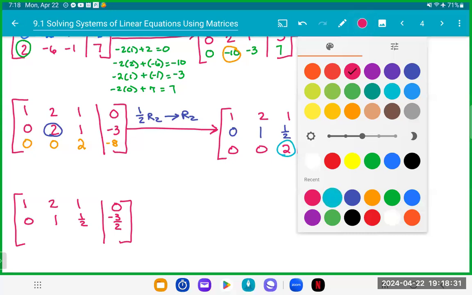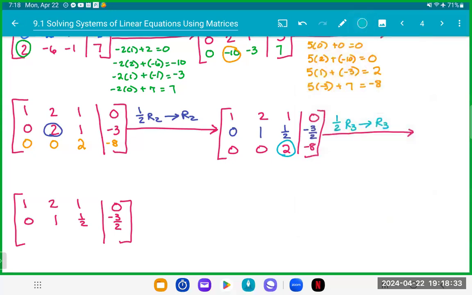So 1/2 times 0 is 0. 1/2 times 0 is 0. 1/2 times 2 is 1. And 1/2 times -8 is -4.